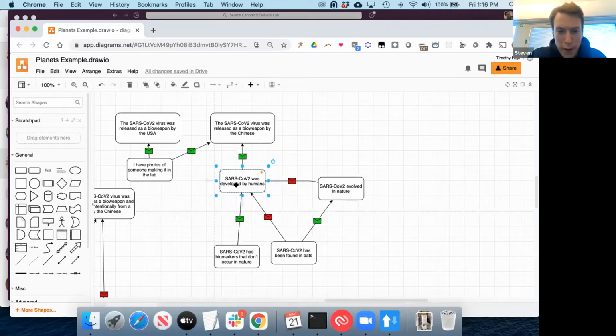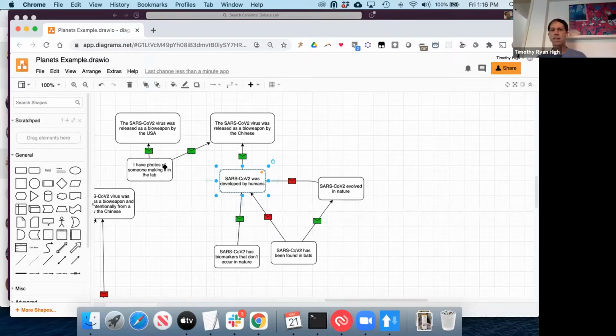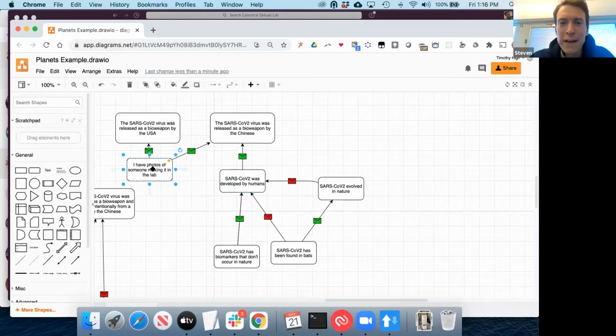So, okay, you're trying to find agreement and disagreement. So you're reading, okay, SARS-CoV-2 has biomarkers that don't occur in nature. Yes, that's a strong argument, but it has been found in bats. Okay, so that's indeed relevant context to this. But you're missing something. I have photos. Yeah, but you're always missing something. It's always incomplete. The point is, if you know something that somebody else hasn't added, you add it.